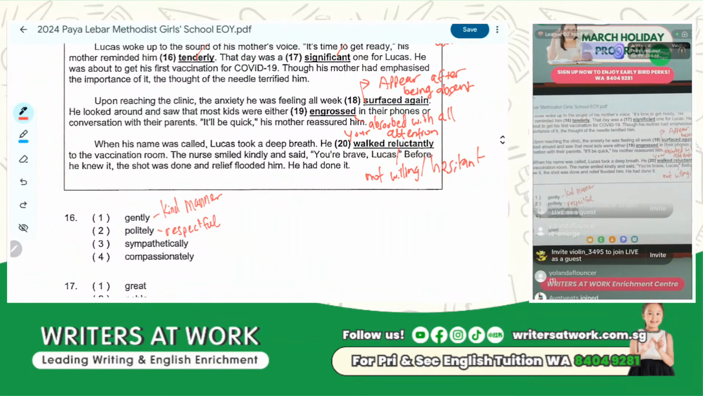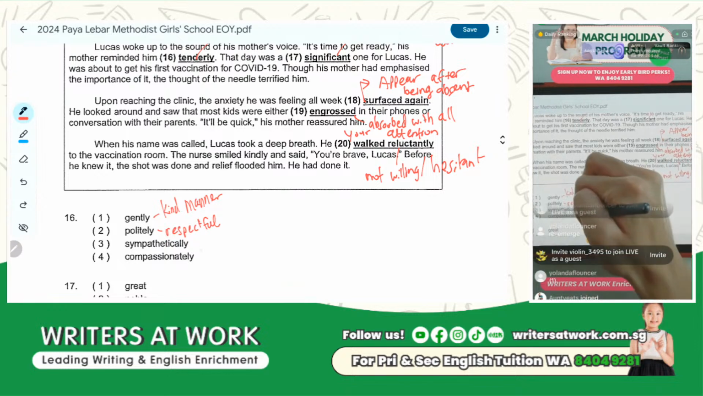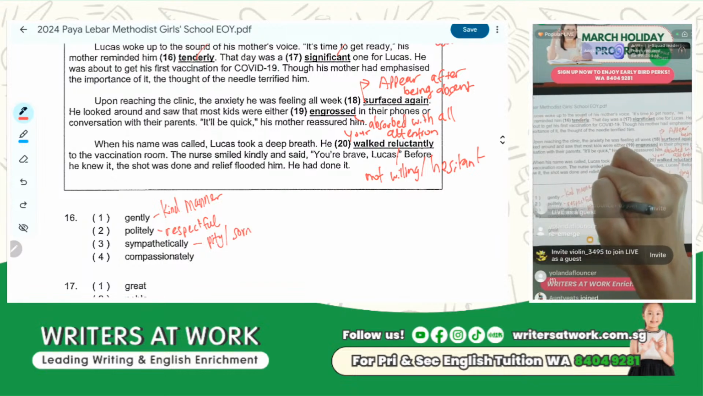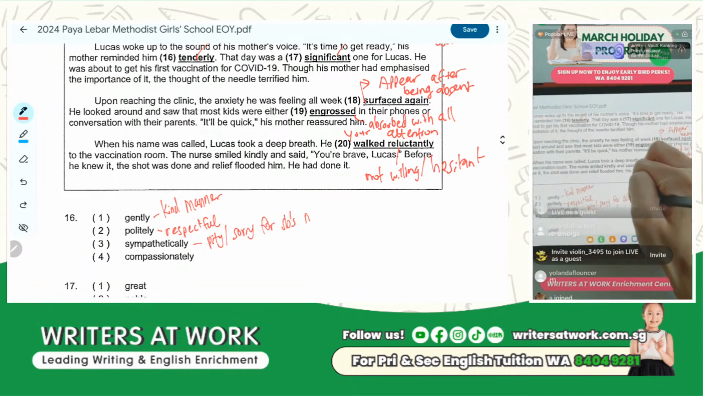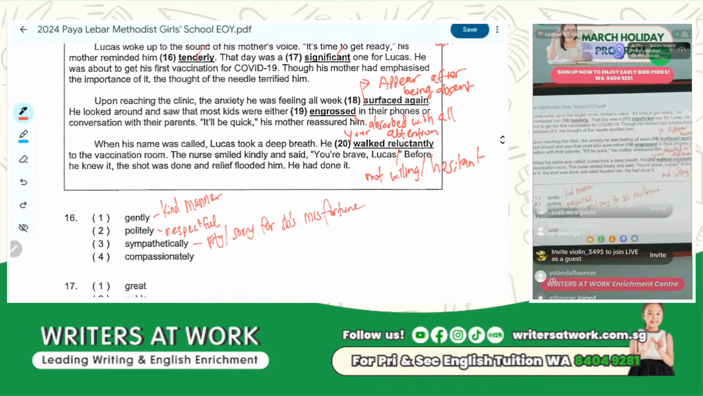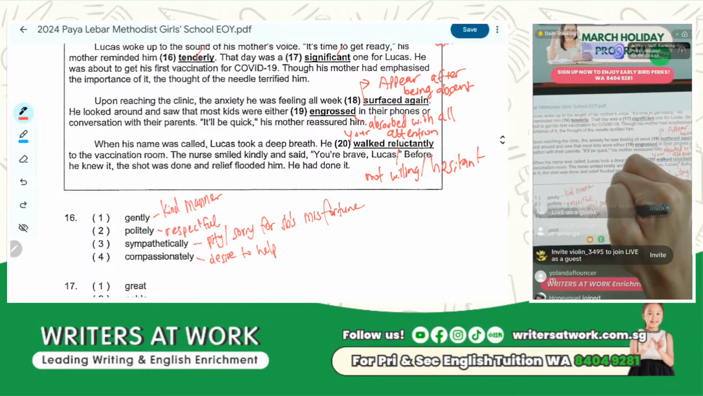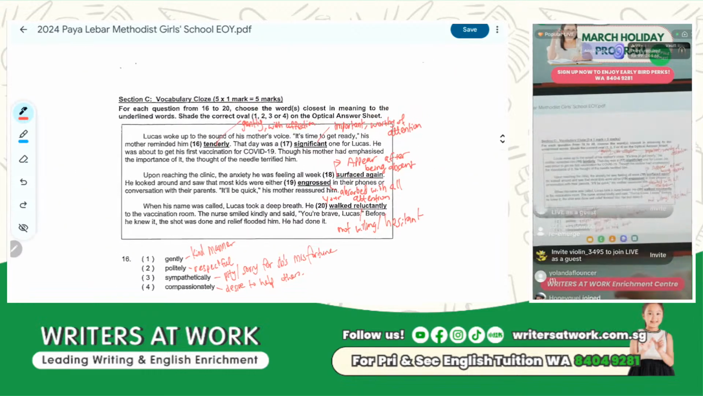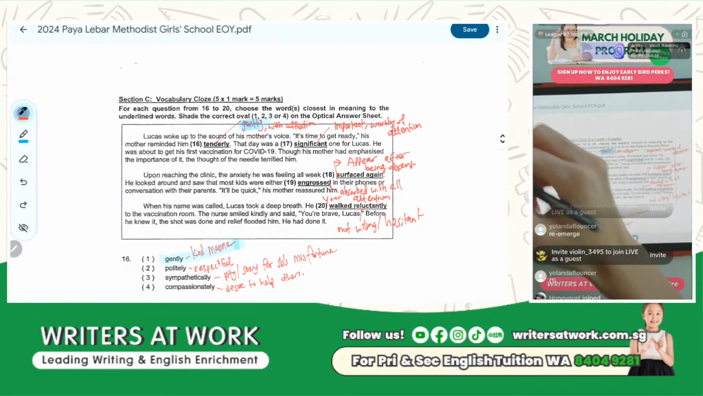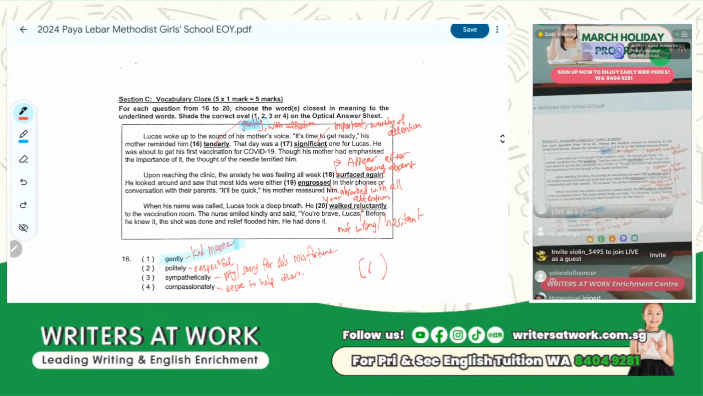So maybe you use the words please and thank you. Thirdly, we have sympathetically, which means that you have pity or you feel sorry for somebody's misfortune. Alright. And lastly, we have compassionately, which means that you desire to help others. Alright, as we can see, tenderly already has this feeling of gentleness. So our answer is number 1. Very good, Yola influencer.